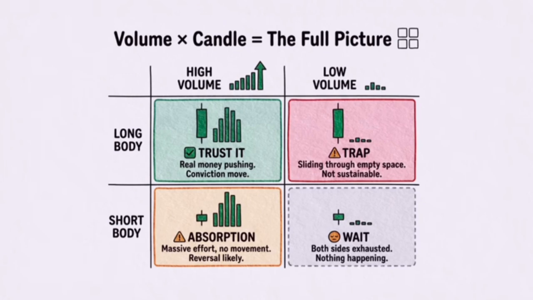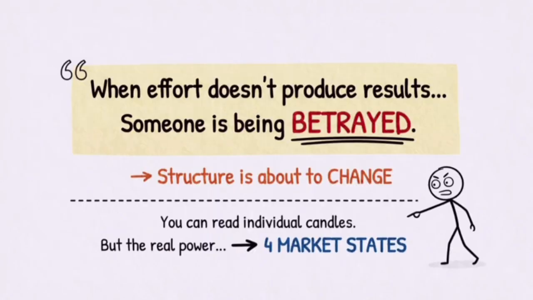Now, you don't need to act on any of this yet. Think of these volume readings as clues, individual clues. On their own, they don't tell you what to do. But when you combine them with the concepts coming next, market states, BOS, CHoCH, that's when the clues start forming a complete picture. Remember this, when effort doesn't produce results, someone is being betrayed, and that's exactly when the structure of the market is about to change.